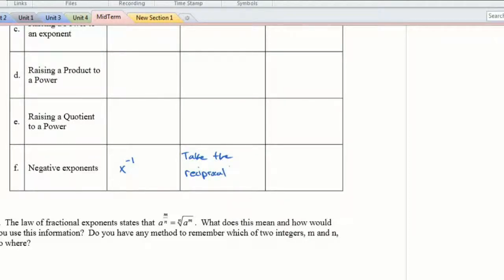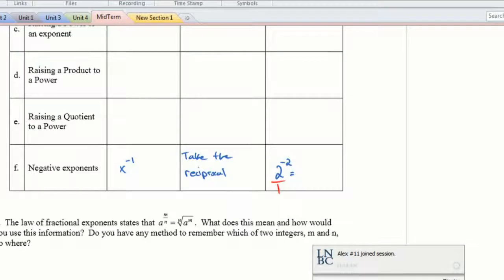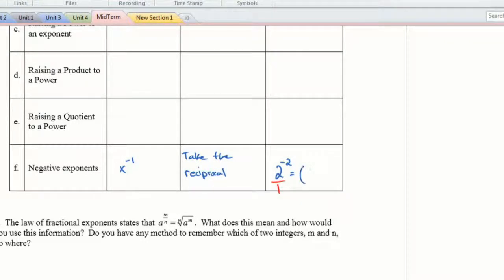And reciprocal just means flipping the thing. So let's say we had 2 to the power of negative 2. When we say take the reciprocal, what we're going to do is flip it. So this was 2 over 1. We don't ever write that over 1, but that's what it is. And then we need to flip it. So I'm going to rewrite this as the exact same thing, 1 over 2 to the power of 2 now.